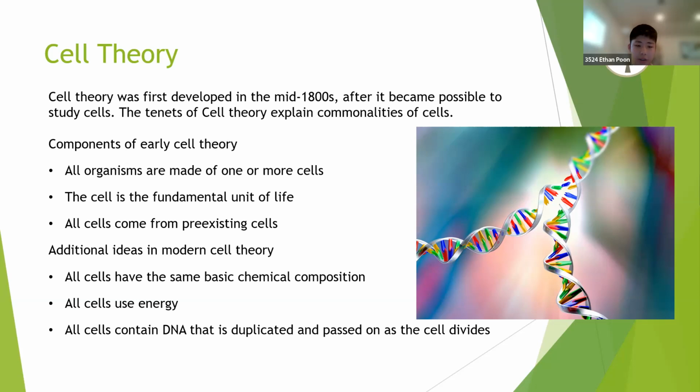Some things we discovered later are that all cells have the same basic chemical composition. So basically, all cells use oxygen, carbon, nitrogen, sulfur, and phosphorus. All cells use energy to do work. And all cells contain DNA that is duplicated and passed on as the cell divides.